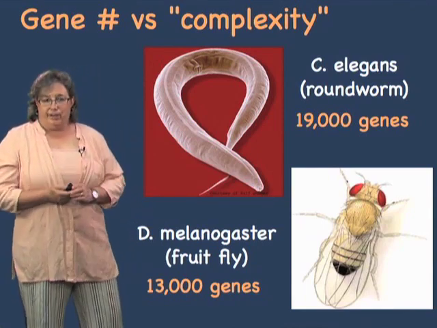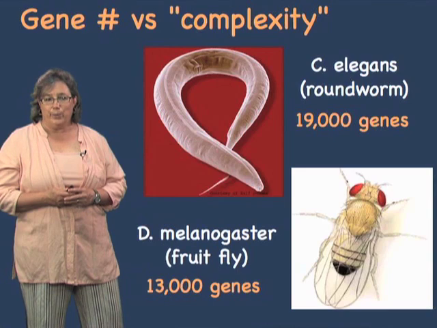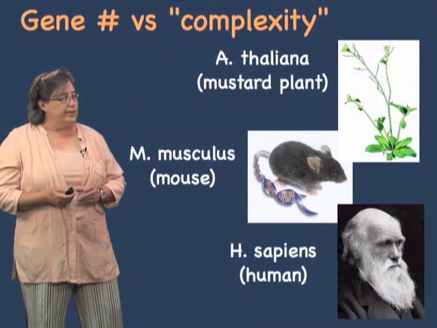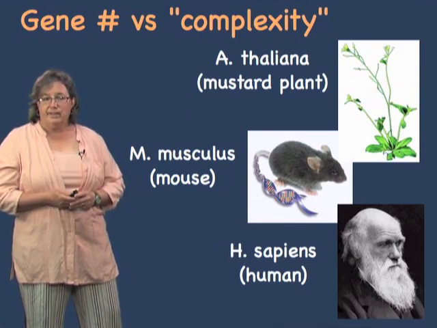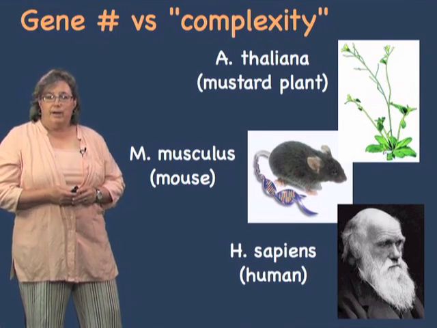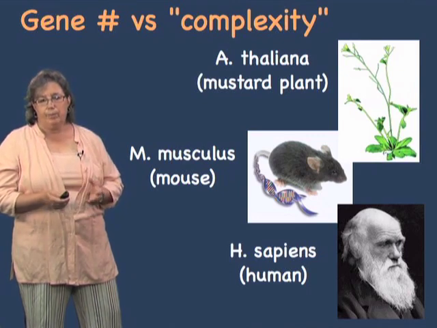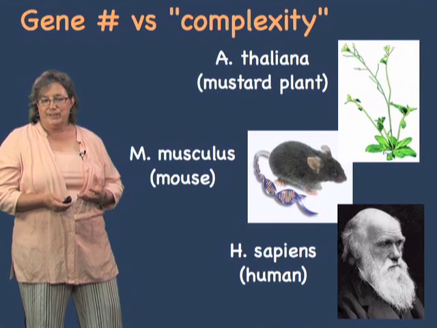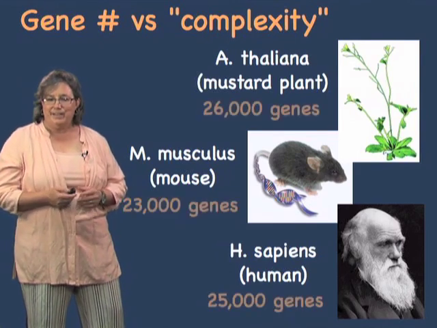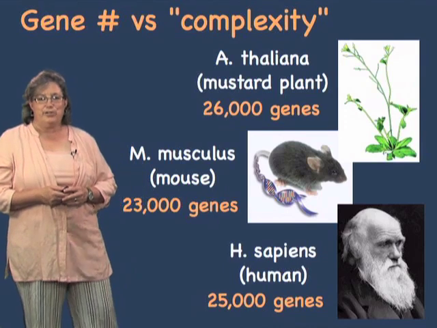So now you have to ask yourself, how much more complicated am I than a fruit fly or a roundworm? So how many genes do we expect humans to have? Or humans, mice, and even a mustard plant, so something that might be a little more complicated than a roundworm. And so if a roundworm has 19,000 genes, before the human genome was sequenced, people were thinking that humans would have around 100,000 genes. The big surprise has come that, in fact, all of these organisms have about the same number of genes, and they're all around 25,000.